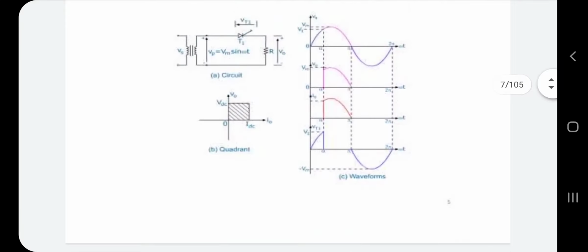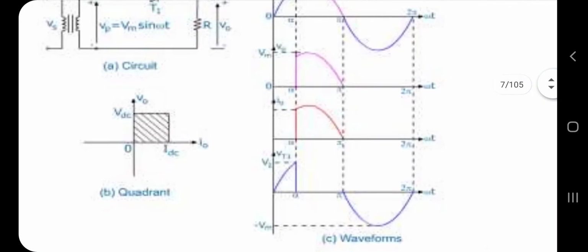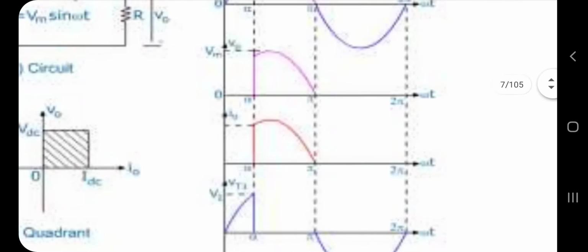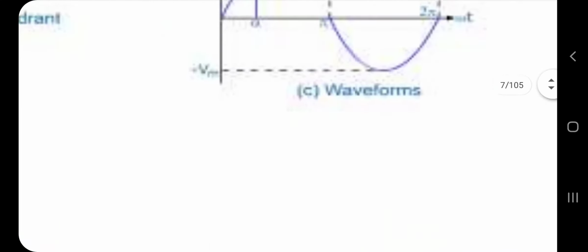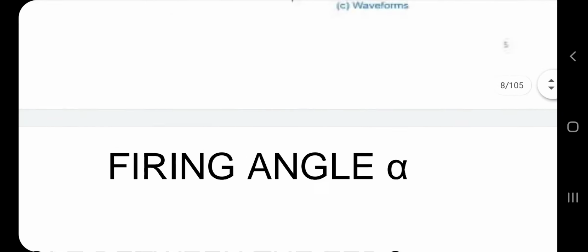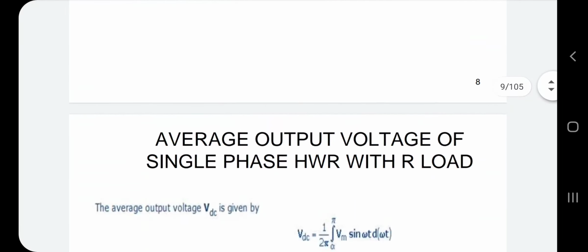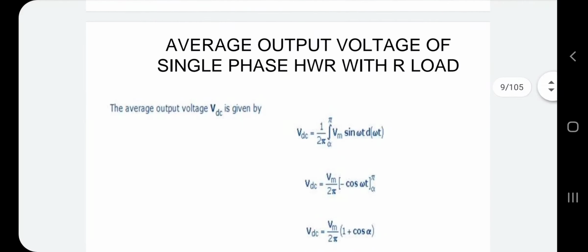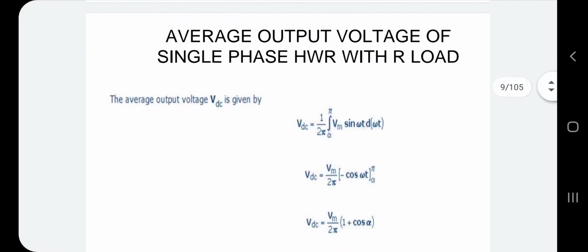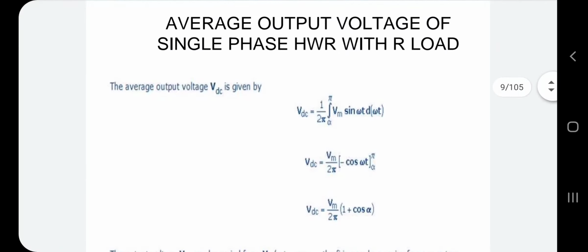If you see the voltage waveform, you will find that the voltage is changing from alpha to pi. So we may write the equation based on the same, and it is shown here in the formula. Then we can simplify using mathematical analysis. VLDC is equal to Vm by 2 pi times minus cos omega t, and then the output voltage VLDC will be Vm upon 2 pi times (1 plus cos alpha).